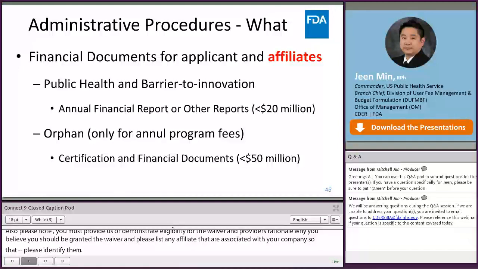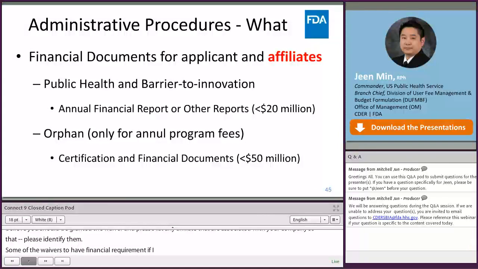For example, the public health and the barrier to innovation, they have a $20 million limited resource requirement. So if you can please provide us annual financial reports or other reports that show that you meet the requirements. For orphan exemptions, when it comes to the annual program fee, there is a financial limit of less than $50 million gross worldwide revenue. Please provide a certification that your firm and affiliates make less than $50 million and provide us financial documents.